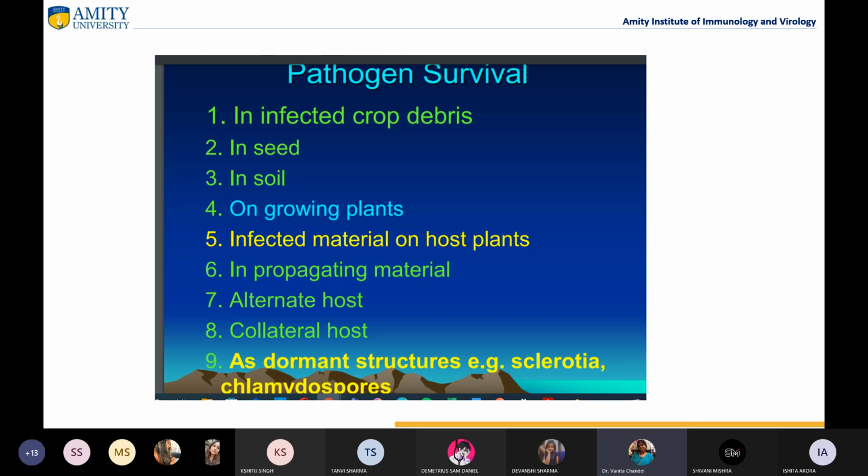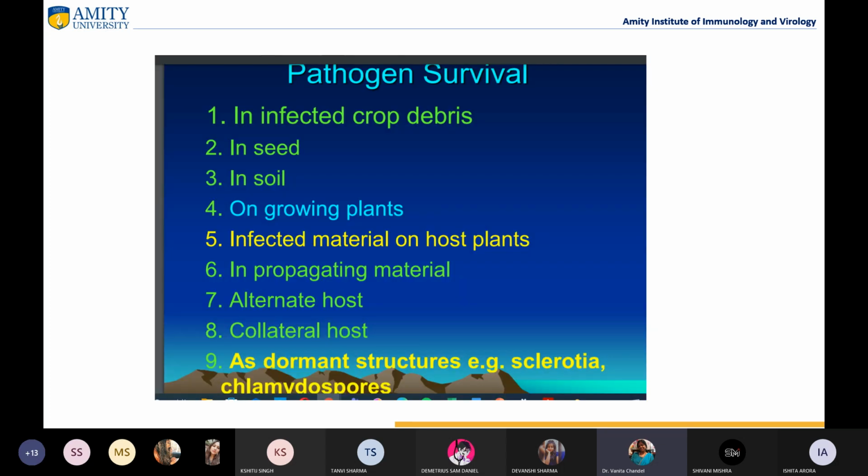So when we talk about the alternate host and the collateral host, these are two hosts, but they are different, right? Alternate host means a host plant which belongs to the same family on which these can survive. Collateral host means a plant which belongs to a different family or a different group. So if they survive on that particular host, it is called a collateral host of that particular plant, right?